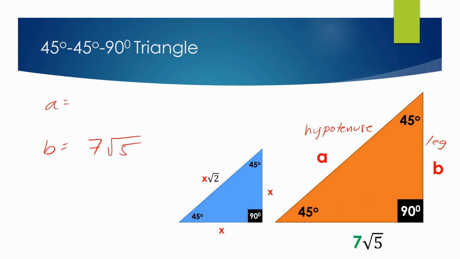Right? Because each leg has the equal measurement. Now, let's move on to the value of your A. To solve for A, just copy your leg and then multiply it by square root of 2. For the next step, you'll just multiply both radicals. So, 5 times 2, this will become 10.